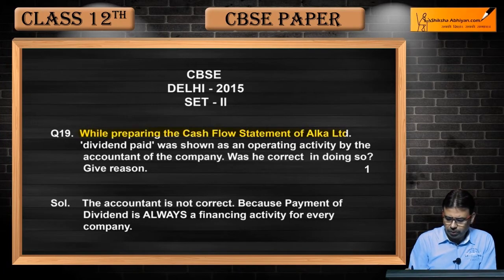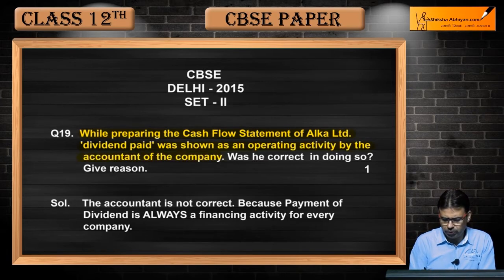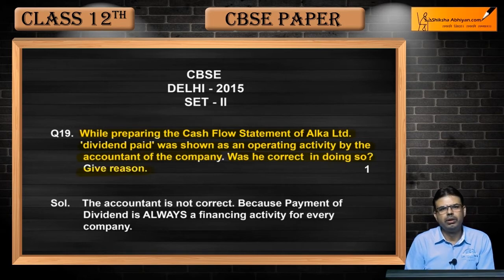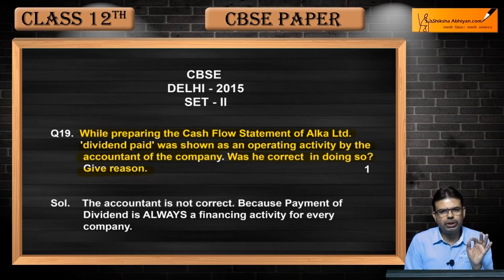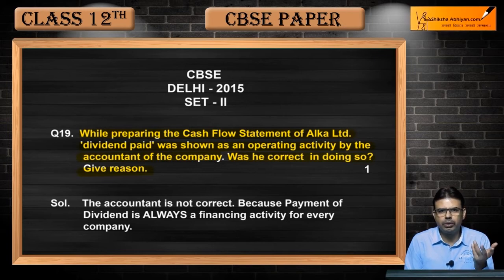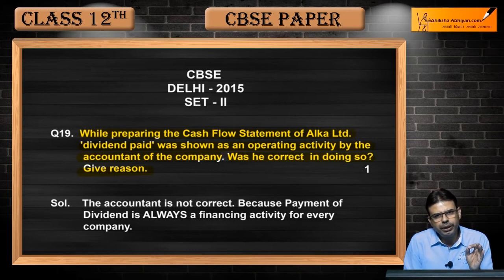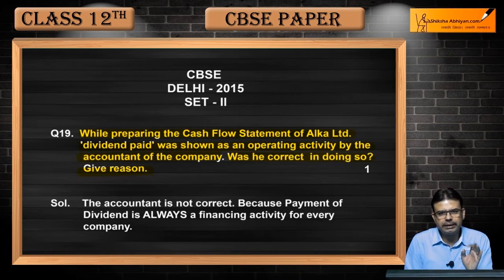While preparing cash flow statement of Alka Limited, dividend paid was shown as an operating activity by the accountant of the company. Was he correct in doing so? Give reason. एक बात याद रखो, dividend paid कोई भी कंपनी हो, चाहे financing कंपनी हो, चाहे non-financing कंपनी, dividend paid हमेशा शेयर कैपिटल पर होगा, और शेयर कैपिटल मतलब हमारी financing activity. Dividend paid या interest on debentures paid is always financing activity. चाहे तुम्हारी financing कंपनी हो, चाहे non-financing कंपनी हो, this is financing activity.